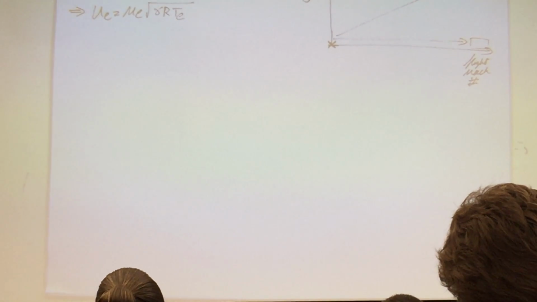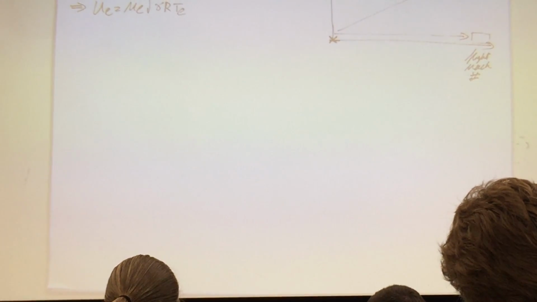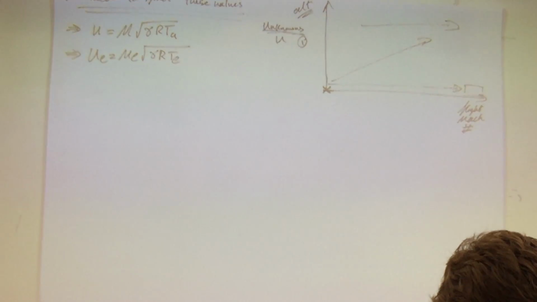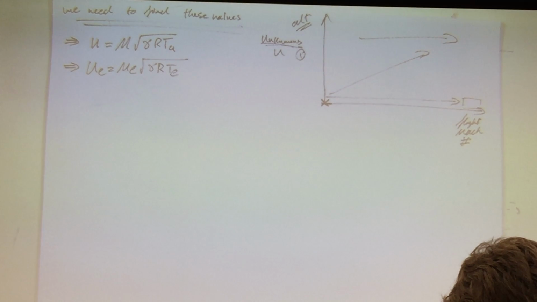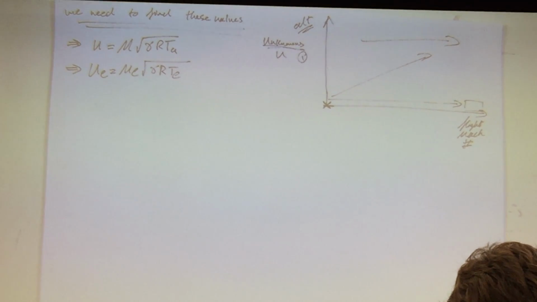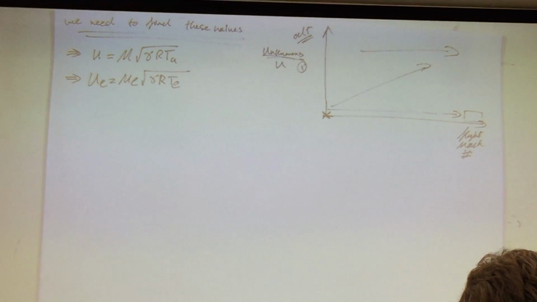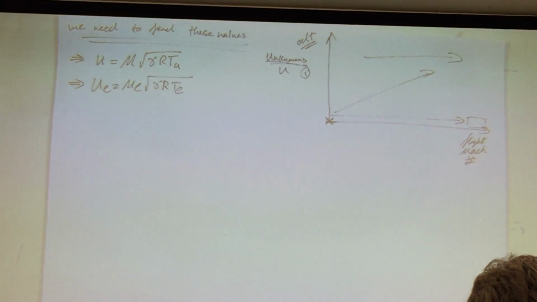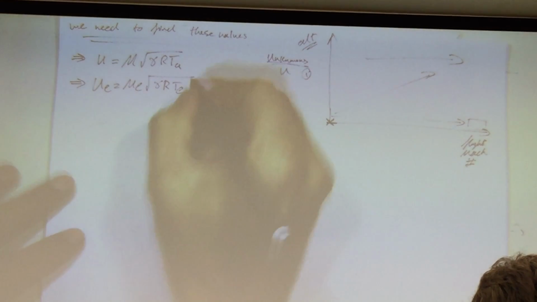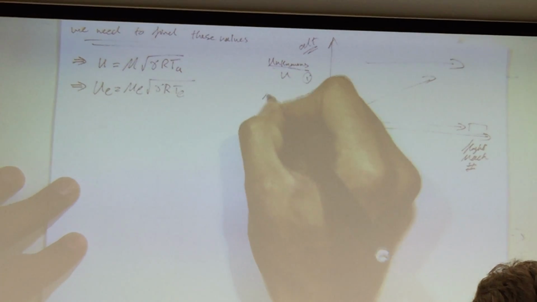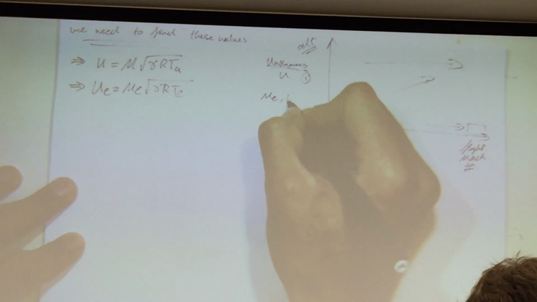Now, T at the exit is the static temperature within the engine. So I need to know my stagnation temperature. I need to know the Mach number at that condition to actually compute my exit temperature from the engine. So we need M exit and T exit.